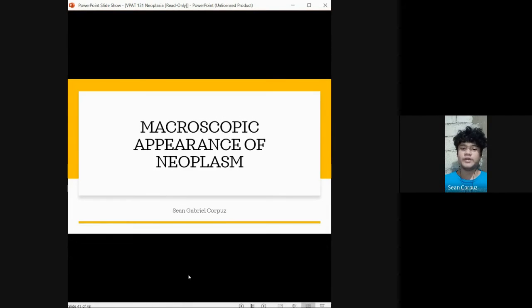Macroscopic appearance of neoplasm. Neoplasms are characterized by their lack of defined size, shape, color, or consistency. The macroscopic appearance of the tumor is influenced by a number of characteristics, including its location, kind, blood supply, rate of growth, and length of time it has been there.